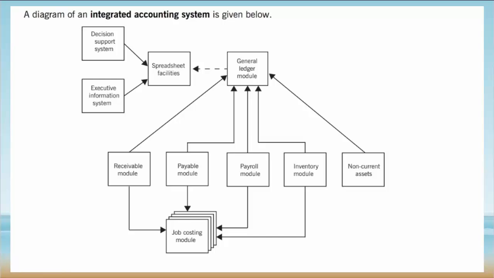You gain accuracy because the same numbers flow everywhere without rekeying. You see reality sooner because reports update immediately. You work with confidence because you can click from a report to the underlying entries and then to the original document. And you collaborate better because sales, purchasing, warehouse, payroll, and finance are all looking at the same shared information.